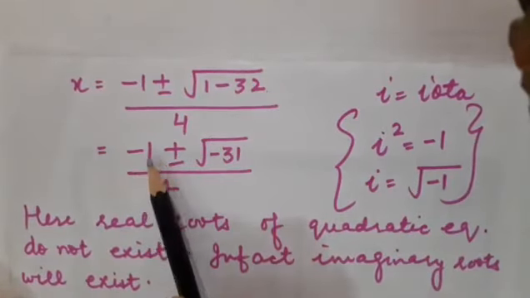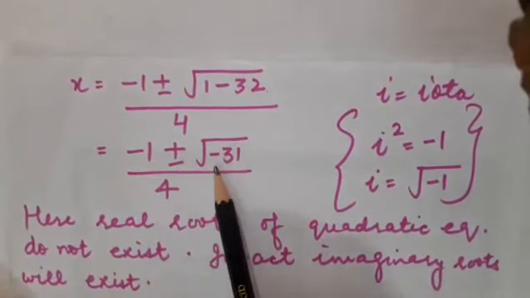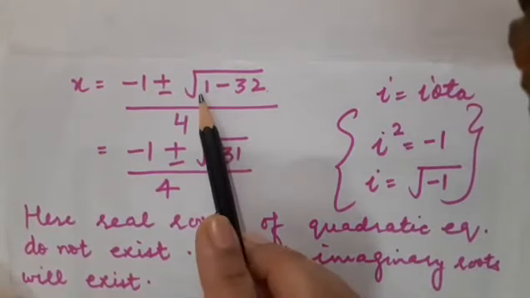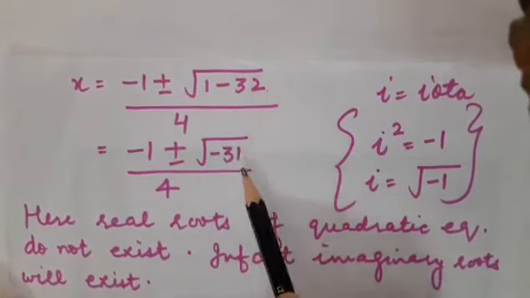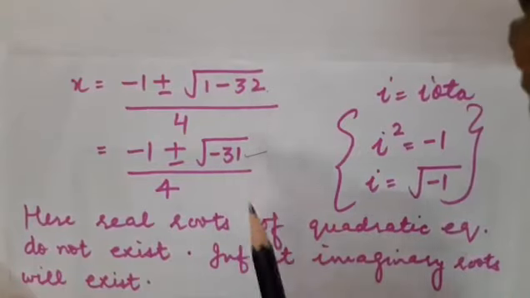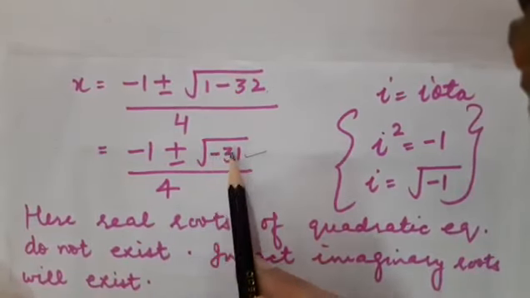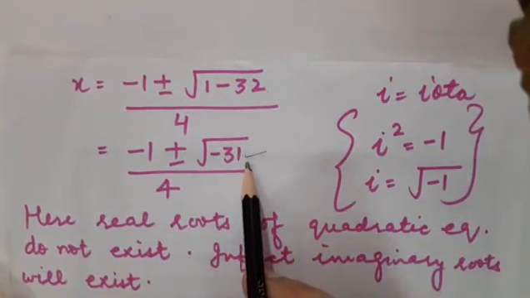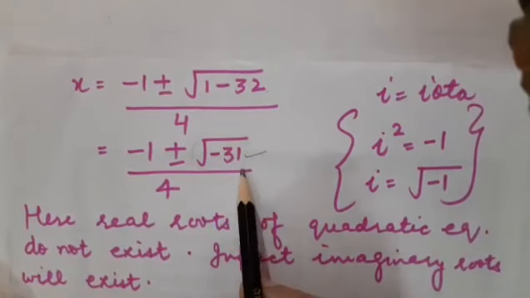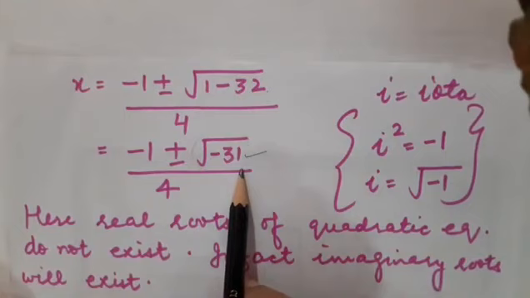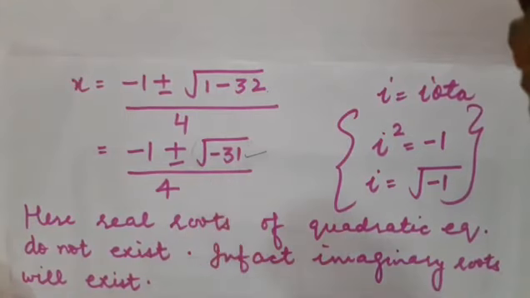So I have got minus 1 plus minus whole under root minus 31, because 1 minus 32 will give you minus 31. Children, always remember one thing: whenever there is a negative value under root, it means that particular value can never produce real roots. It will always produce imaginary roots.